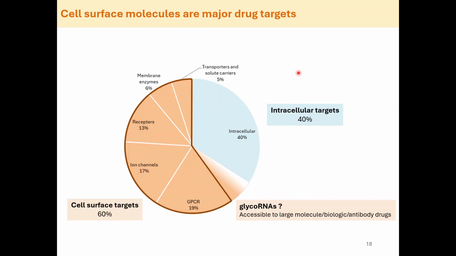While the biological significance of glycoRNAs is continuously emerging, the potential of surface glycoRNAs in drug development presents itself. Among all the pharmaceutical drug targets, 60% of them are cell surface molecules, with intracellular targets at a smaller 40%. Cell surface glycoRNAs may become a significant slice of drug target molecules due to the accessibility to large molecular biologics or antibody drugs.